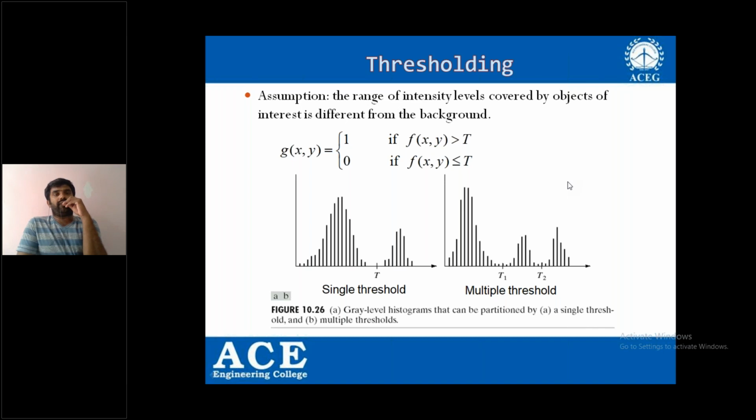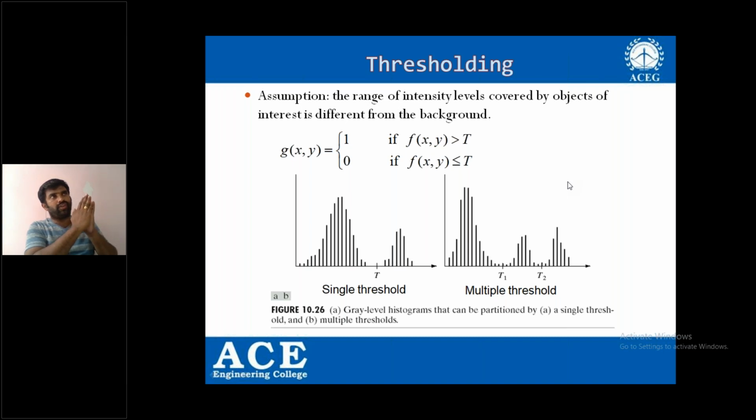Thresholding. Here in the thresholding assumption, you know about thresholding. Thresholding was also discussed in the very first chapter, in fact. But anyhow, thresholding is also used to separate regions or areas. For segmentation, we can also use thresholding, right? The range of intensity levels covered by objects of interest is different from the background. For example, whenever I capture the image, sometimes I need to separate the foreground and background. Then only I can identify the object.